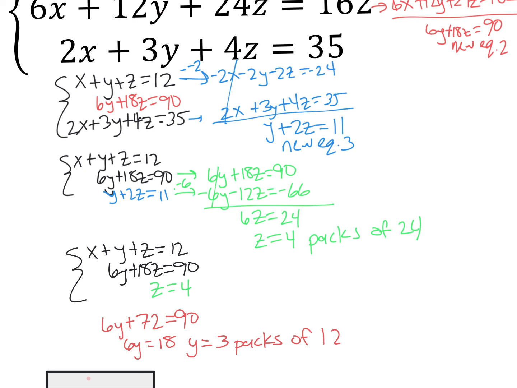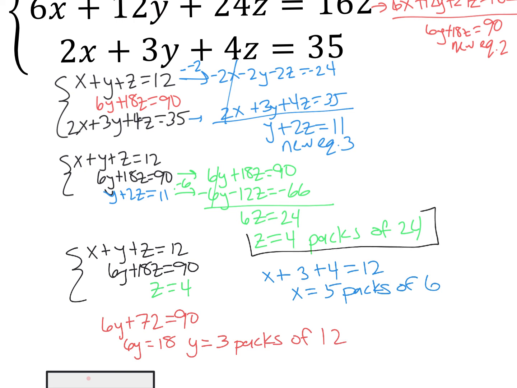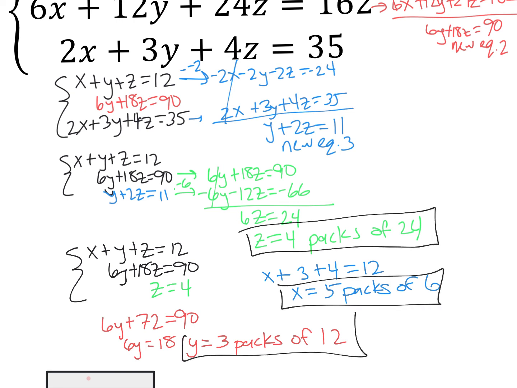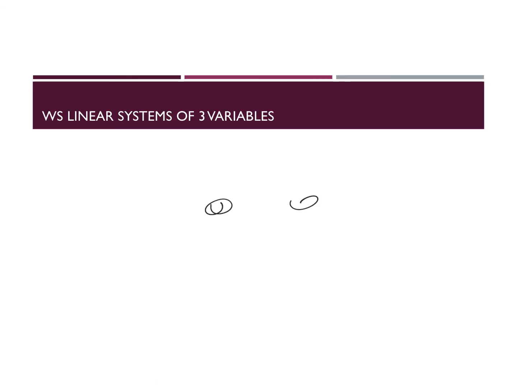And then we're going to find x. We know we'll have x plus y, and y is 3, plus z, which is 4, equals 12. We do get x equals 5 packs of 6. And because this is a context problem, we are just going to circle our final answers in context. Yay, practice time. The end.